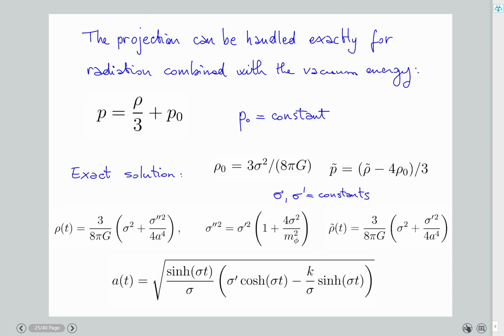And then this is the solution. If you are curious, it's interesting because it's almost like the solution you get in Einstein gravity. There is only one small correction: the solution A of t and rho of t depends on three constants, sigma, sigma double prime, and sigma prime, and the relation has a small correction with respect to the Einstein solution. That's all.